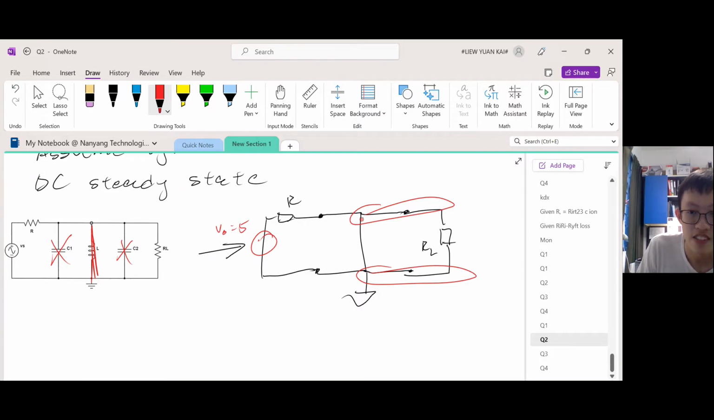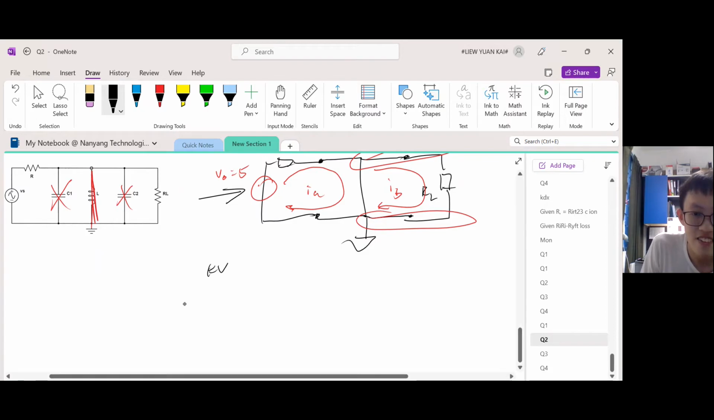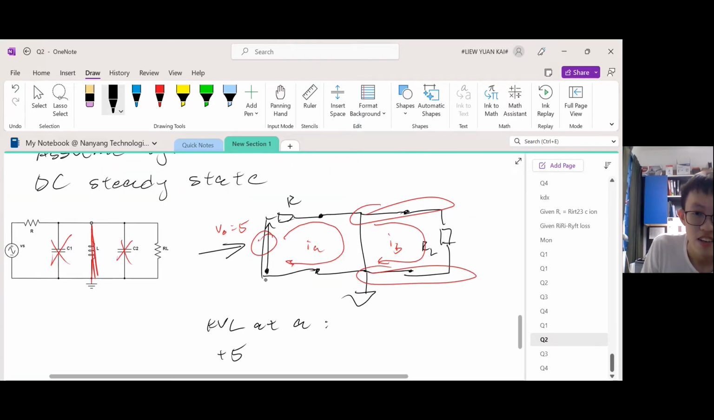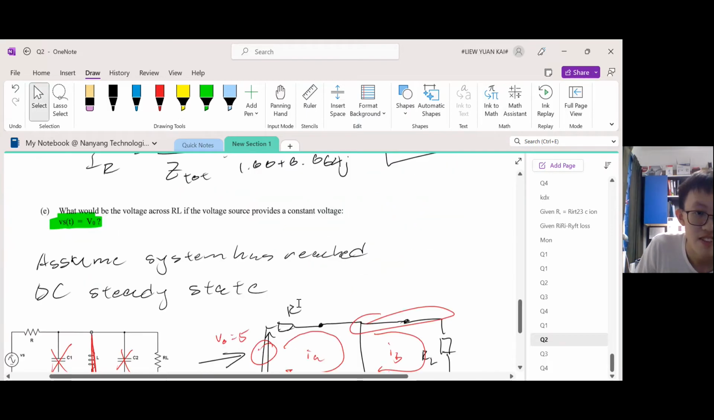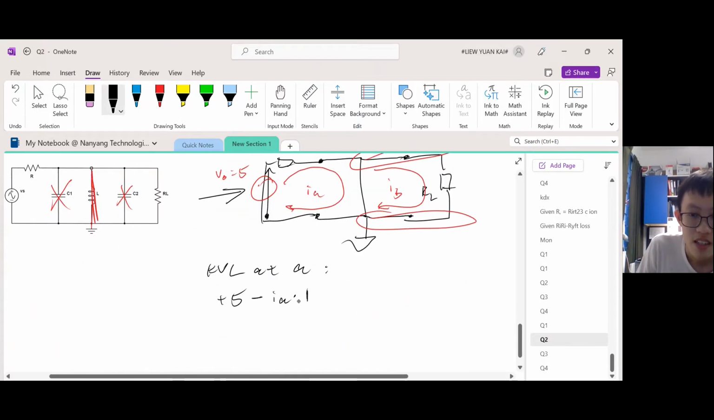Actually, I think the voltage difference across that is just 0. But let me try this. What if we did mesh current like this? Just offhand, I think it's already 0. Let's try. So KVL at A. Let's start from here. We climb up, this is plus 5, and then we go through IA multiplied by R. What's the value of R? Oh yeah, it's 1 ohm.